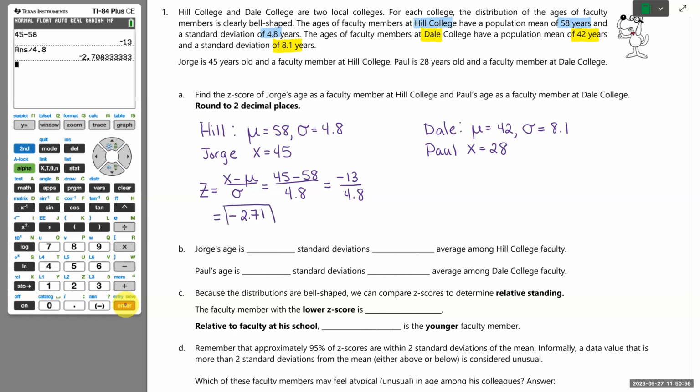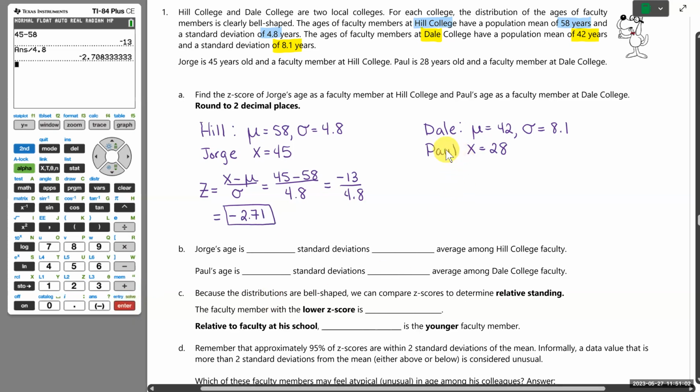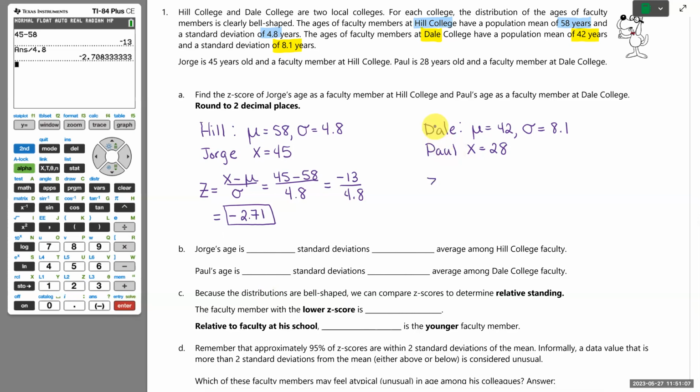And we'll be putting that on a graph in a moment to do a little comparing, but we'll hop over and take a look at Paul's z-score relative to his school and faculty. So I'm going to write my z-score formula again. Z is x minus mu over sigma. So Paul is 28 minus the average of 42 at Dale College, divided by 8.1 for the standard deviation.